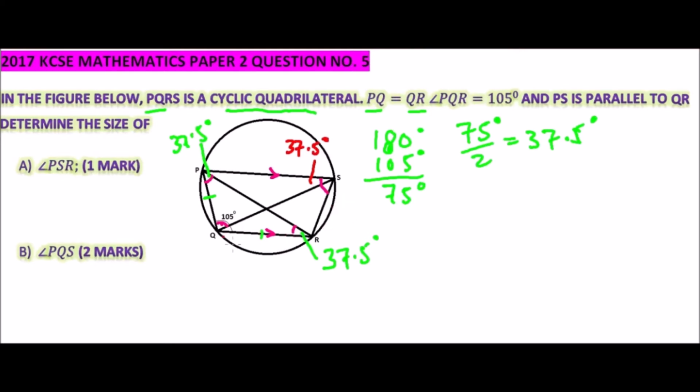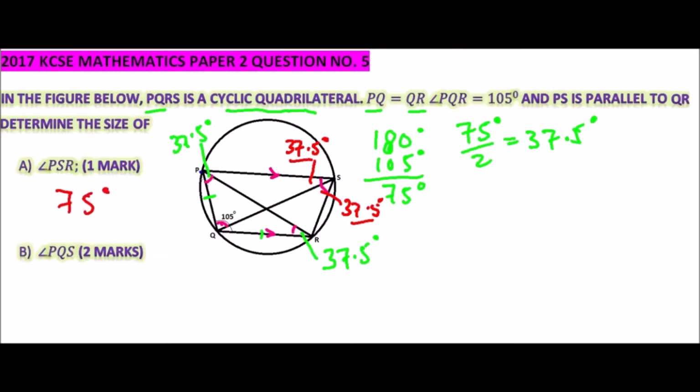We also have chord QR. It subtends QPR and QSR. Angles subtended by the same chord are equal, and we have found this angle here is 37.5, meaning that this angle here is also 37.5 degrees. Now we are required to find PSR. For PSR we add 37.5 and 37.5, and that should give us 75 degrees. So that is the size of angle PSR.